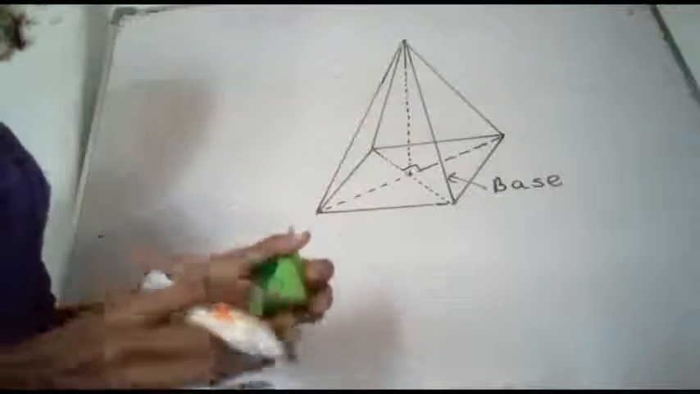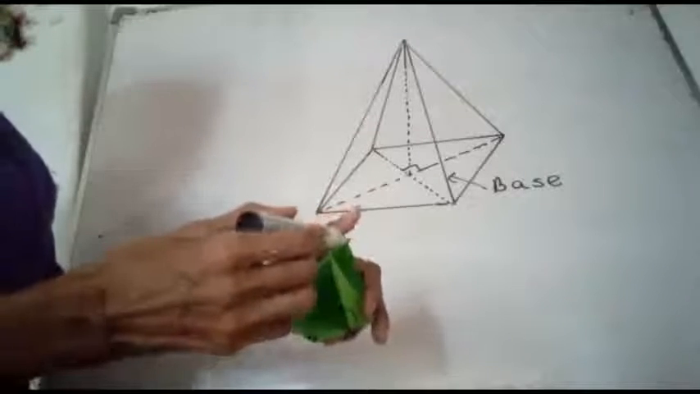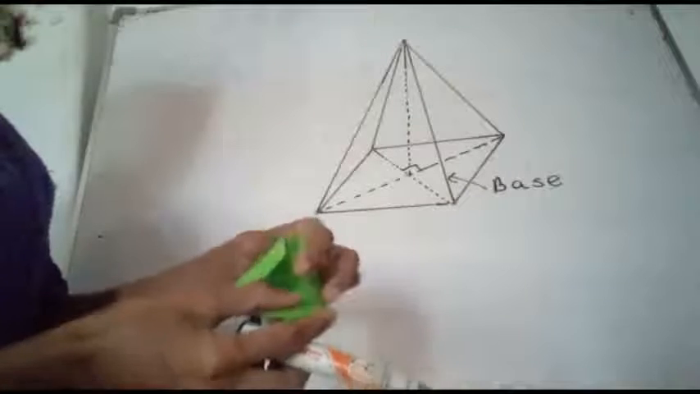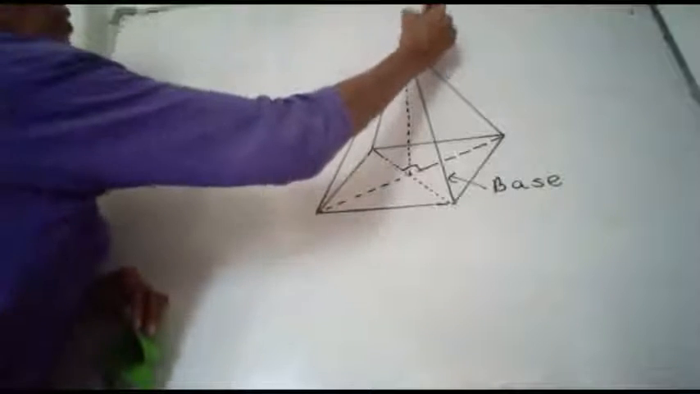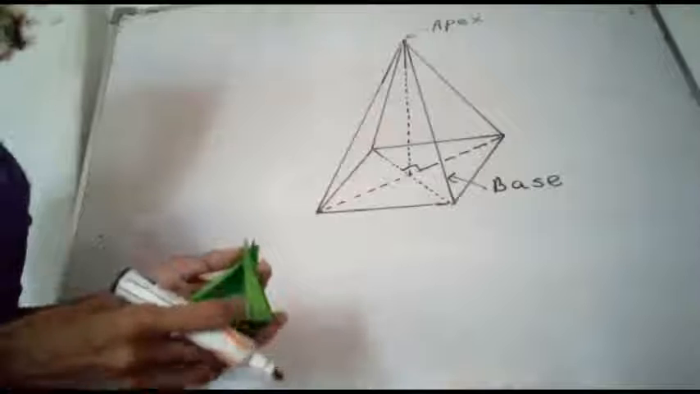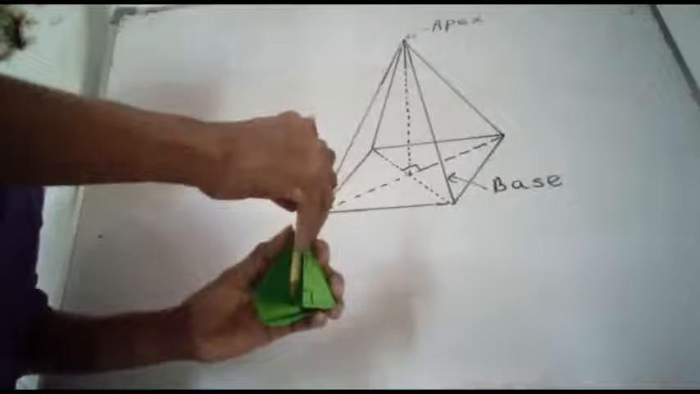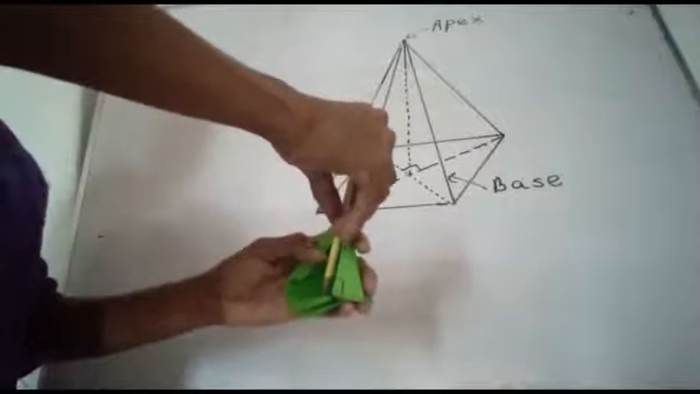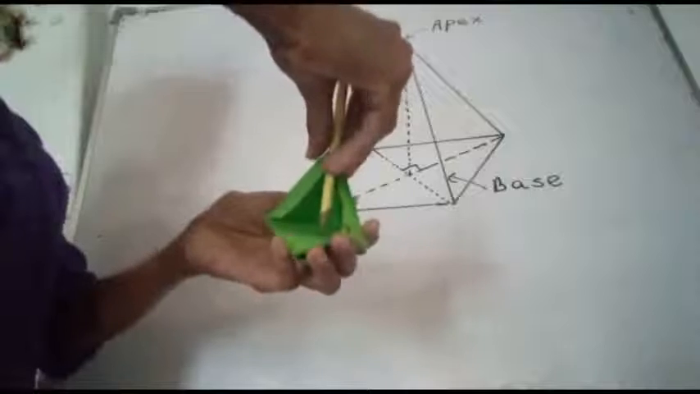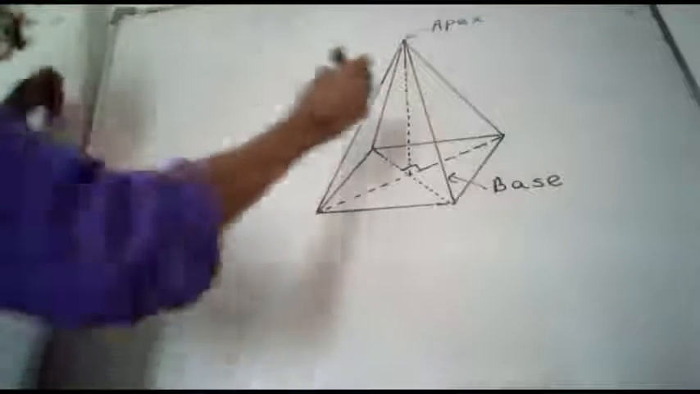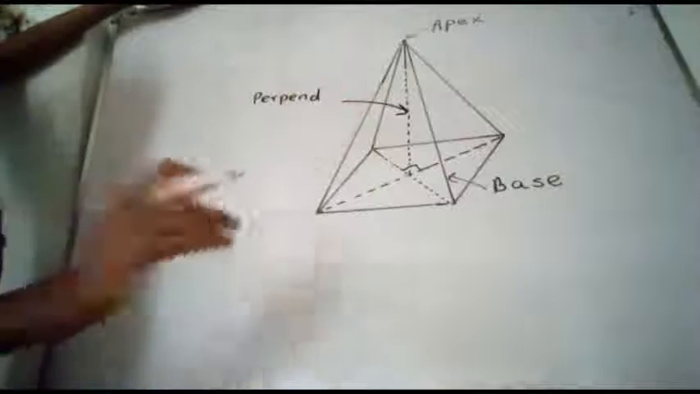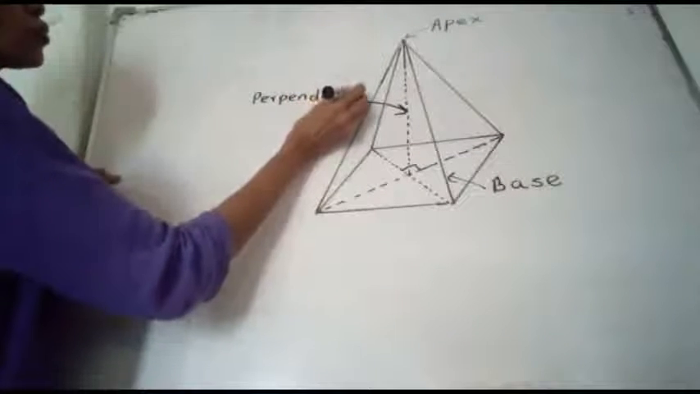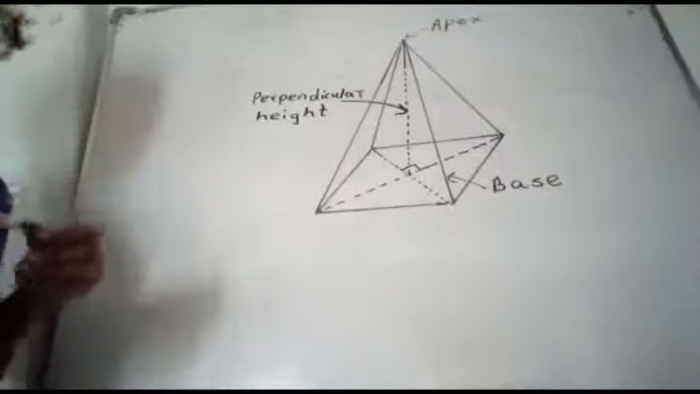Square base, right pyramid. Right pyramid means this is the apex of the square base pyramid. This is the apex of the square base pyramid. When we join the apex and the center of the base, this is the perpendicular height of the square base right pyramid. Perpendicular height of the pyramid.